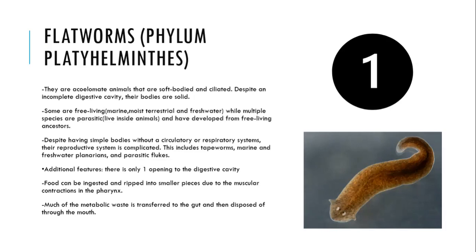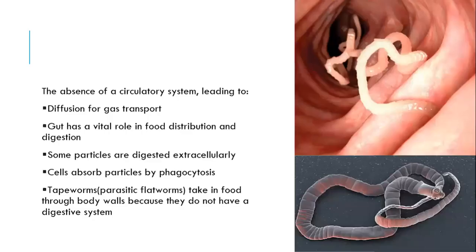And this group includes tapeworms, marine and freshwater planarians, and parasitic flukes. Also, there's only one opening for the digestive cavity in flatworms, so they excrete and ingest food from the same opening. Food is ingested, and it is ripped in at the level of the pharynx, where we have strong muscular contraction. Much of the metabolic waste is then disposed by the gut into the mouth, where it is transferred out of the body.